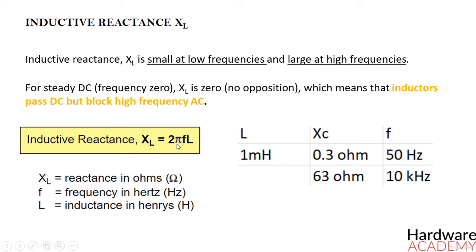For example, a 1 microhenry inductor has a reactance of only 0.3 ohms for a 50 Hz signal, but when the frequency is higher at 10 kHz, its reactance is 63 ohms. We will use capacitive and inductive reactances many times in the future, but for now let's examine some use cases of impedance and see how this impedance can influence our circuit.